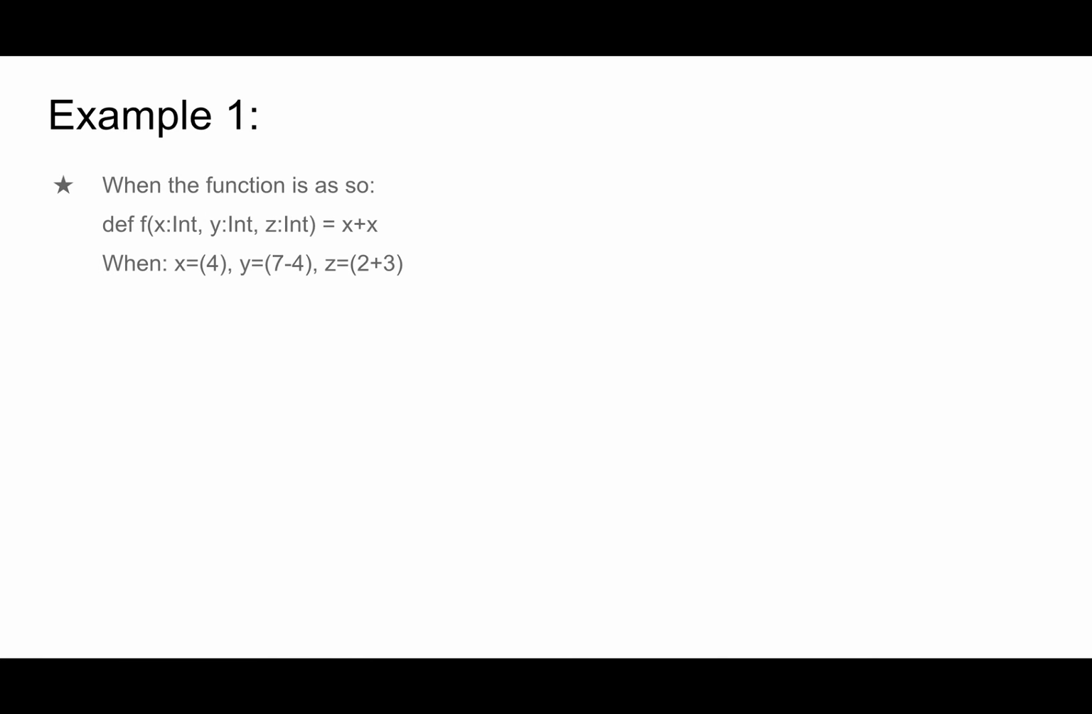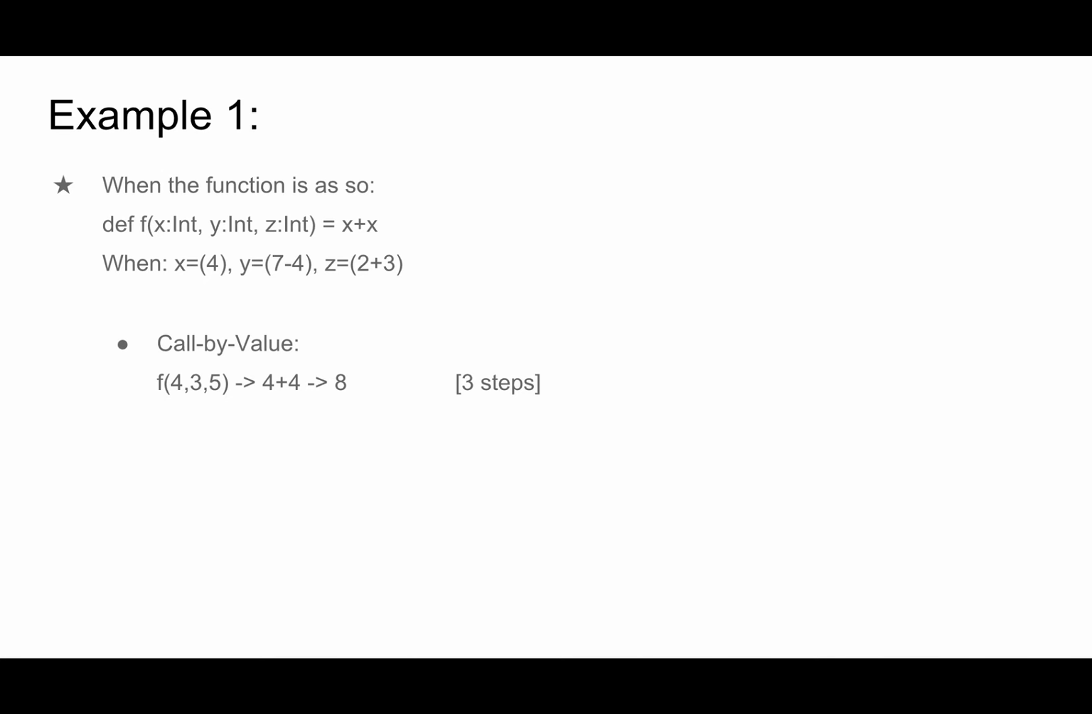Now I will show you a few examples that show the differences between call by value and call by name. In this first example, we have a function where we are outputting x plus x. We will start with call by value. So here we want to evaluate the parameters before we execute the function, which counts as the first step. So we have x equals 4, which does not need to be calculated, y equals 7 minus 4, which is equal to 3, and z equals 2 plus 3, which is equal to 5.